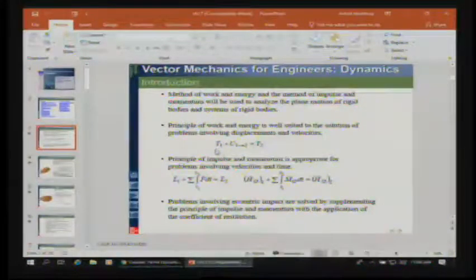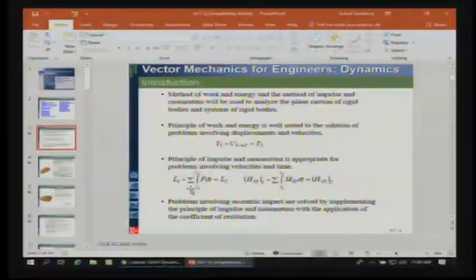Taking a look at our PowerPoint slides, the first thing is the principle of work and energy: the kinetic energy at state 1 of a system plus the work done from state 1 to state 2 is equal to the kinetic energy of the system at state 2. This is really the basis for solving these problems about displacement and velocity.